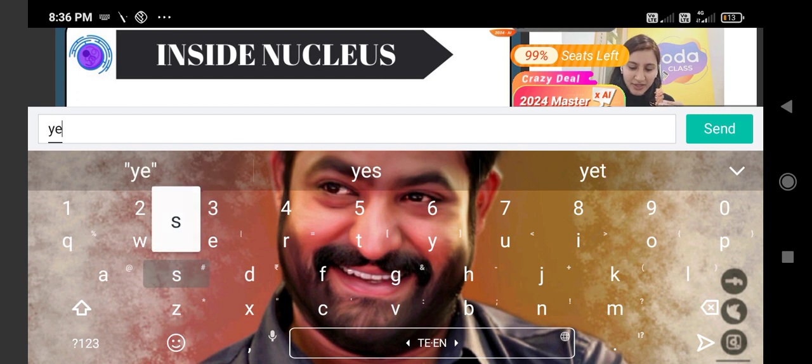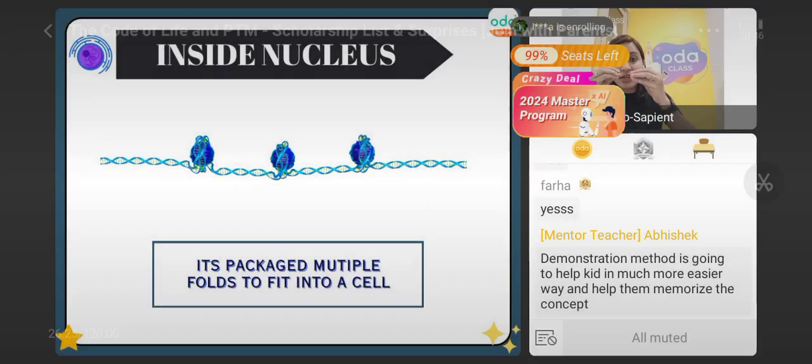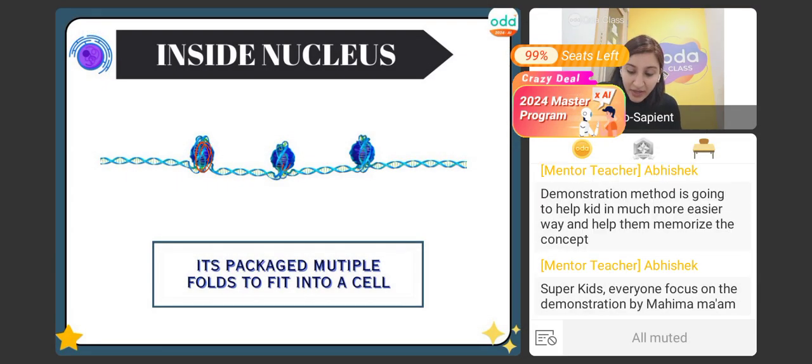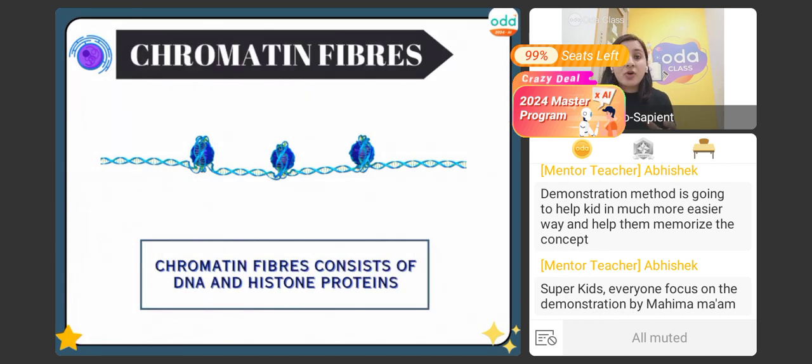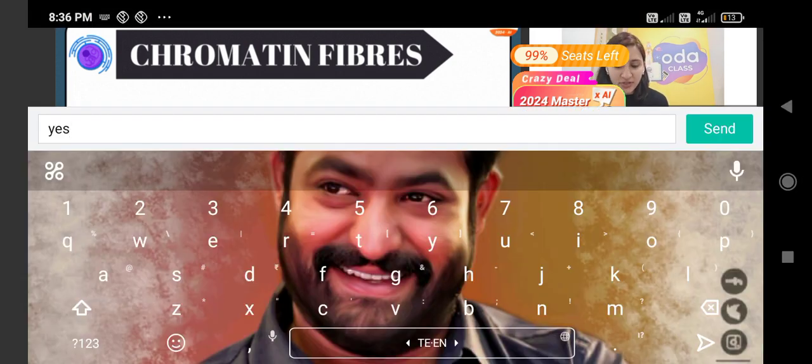So this is what we are going to see in the next part. DNA is a long molecule. It has protein present in between. This protein plus DNA will form chromatin. What is chromatin? Chromatin is DNA plus protein. It is this long DNA plus a protein called histone. So all of you write chromatin in the chat box.